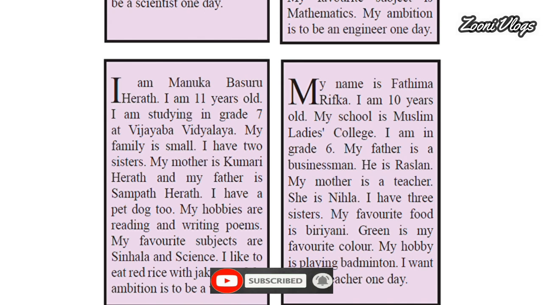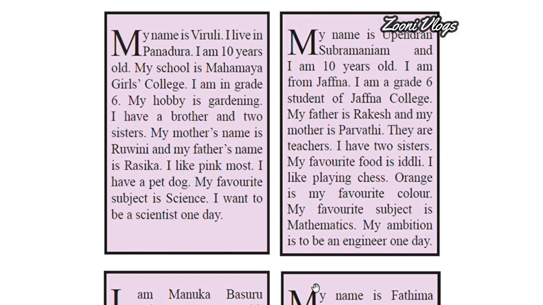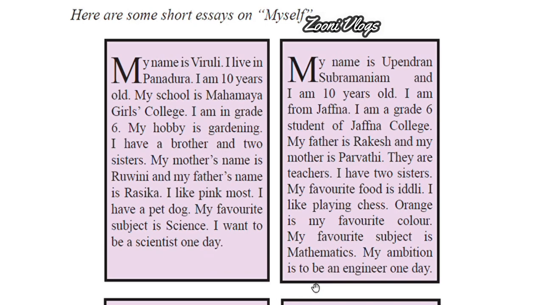Okay, now they said about themselves. Now when you are writing about yourself, children, you have to consider these parts. First, you have to write your name, your class, and mention your school, grade, what you like to do, what your ambition is, and who the siblings you have are. You have to mention your parents' names, occupations, and your pet, and many more things you can add when you are mentioning about yourself.